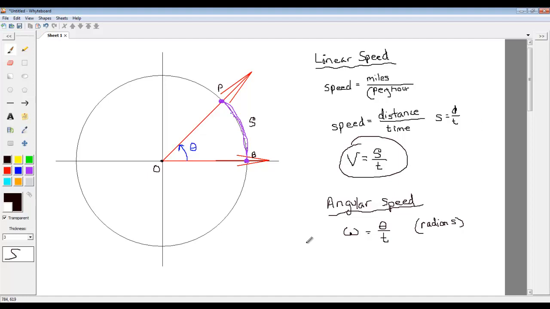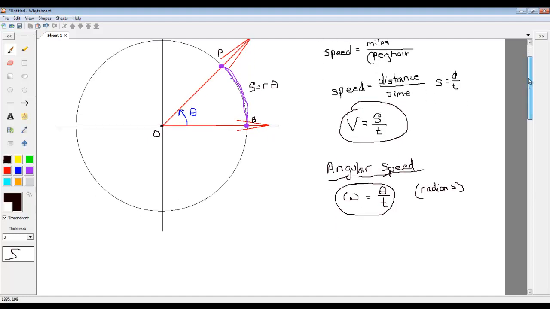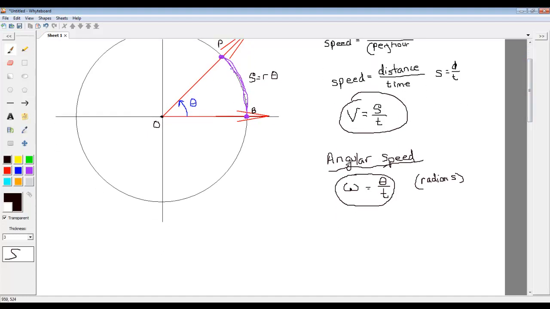Okay, so that's an important formula. But there's some really cool manipulation we can do. Remember how s equals r theta? We learned that not too long ago. If you've been listening to podcasts all at once, you just learned it. Well, we can take v equals s over t, and we can replace the s with r theta, and then have something really cool happen.